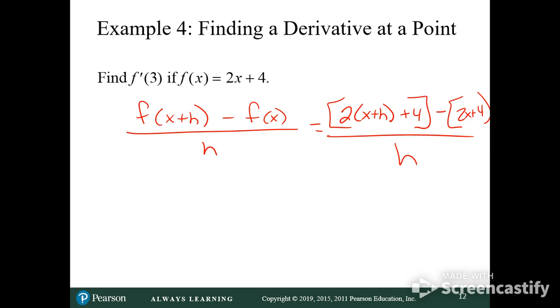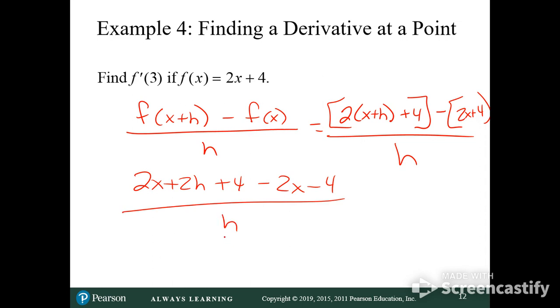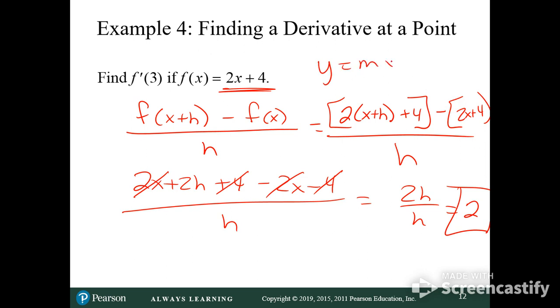All right. So if we distribute, we get 2x plus 2h plus 4 minus 2x minus 4, all over h. What happens is our 4's cancel and our 2x's cancel, and I get 2h over h, which is just 2. What's the slope of this function? The slope of that function is 2. Why? Well, y equals mx plus b. Slope is 2, right? First derivative is 2.